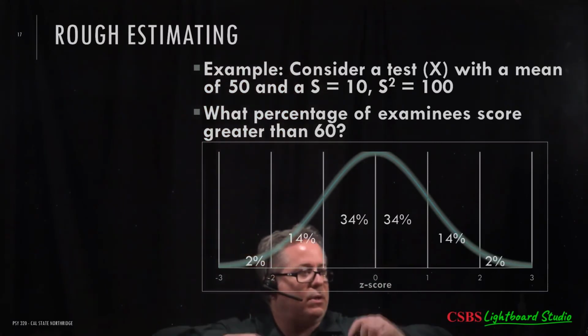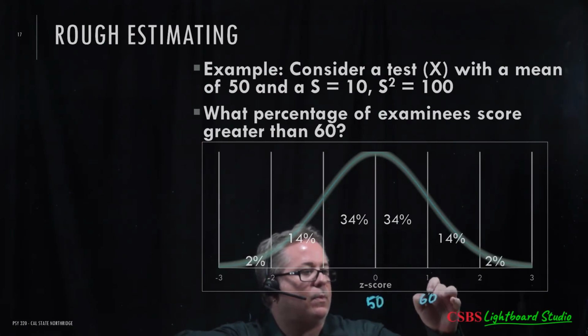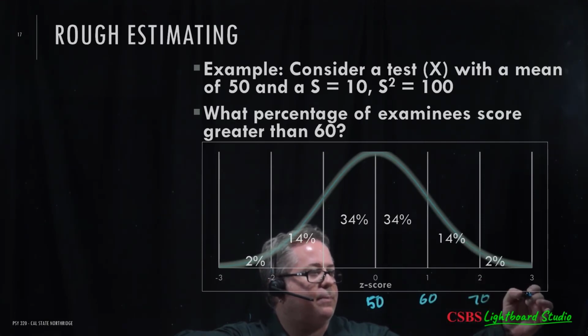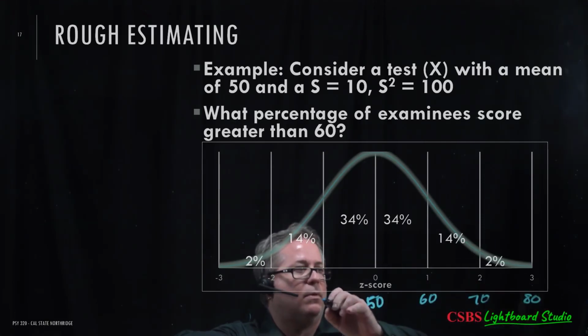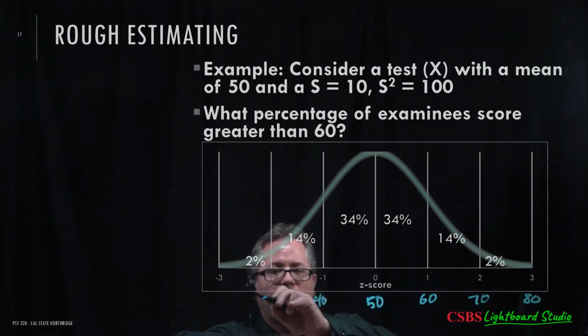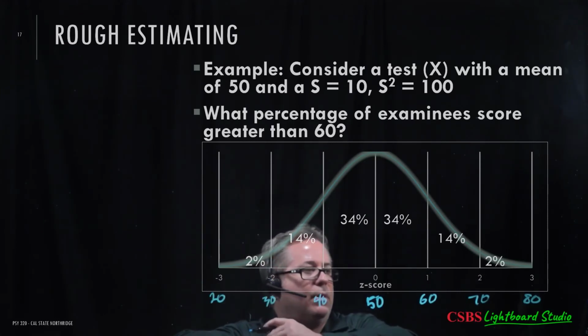We would again write everything down here. So let's think, all right, this is 50 here, right? 60, 70, 80, 40, 30, and 20.